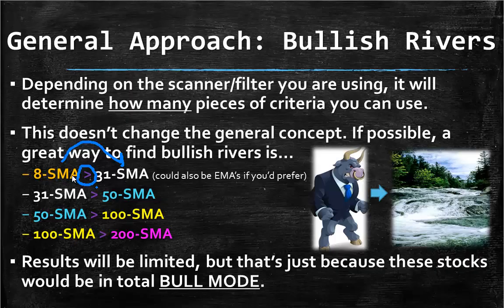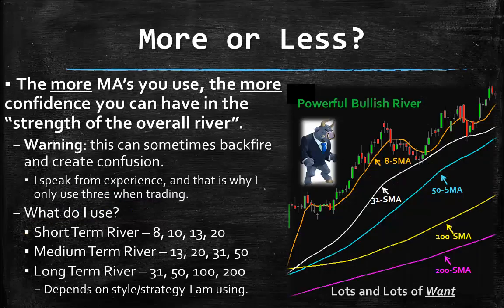So what this backbone concept is doing is making sure that the 8 is going to be greater than the 200, because if it's greater than the 31 and the 31 is greater than the 50 and the 50 is greater than the 100 and the 100 is greater than the 200, then that's going to imply that the 8 is going to be greater than that. It's also going to imply that the 31 is greater than that. Also going to imply that the 50 is greater than that. So it's basically just trying to find one of those big, nice, powerful, bullish rivers. So that scan is going to be trying to find charts that look like this, in terms of all these moving averages being greater than their bigger number.